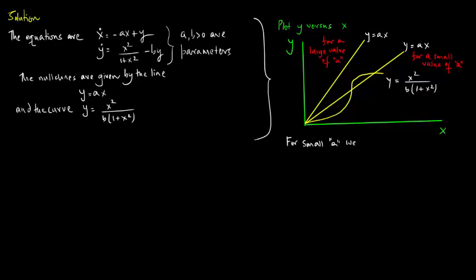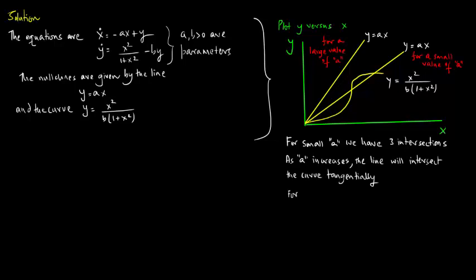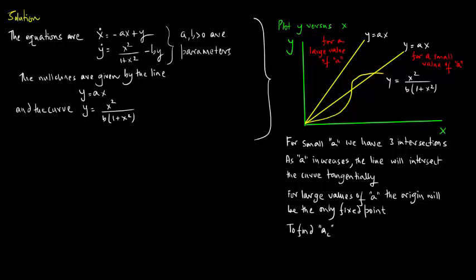For small a, we have 3 intersections. As a increases, the line will intersect the curve tangentially. For larger values of a, the origin will be the only fixed point. And to find a critical, we need to compute the fixed point directly.